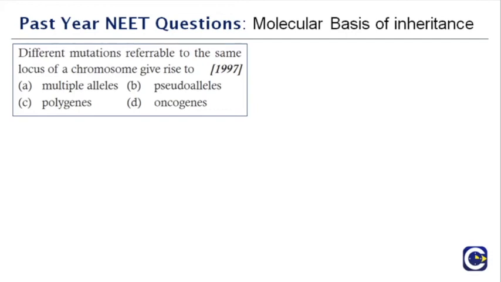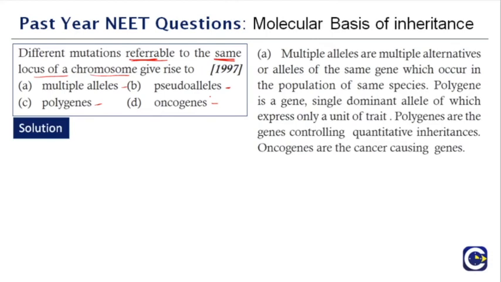Different mutations referable to the same locus of a chromosome give rise to. Read the question again. Different mutations referable to the same locus of a chromosome give rise to multiple alleles, pseudo-alleles, polygenes, or oncogenes. So what is the right answer here? The right answer here is option A, multiple alleles.